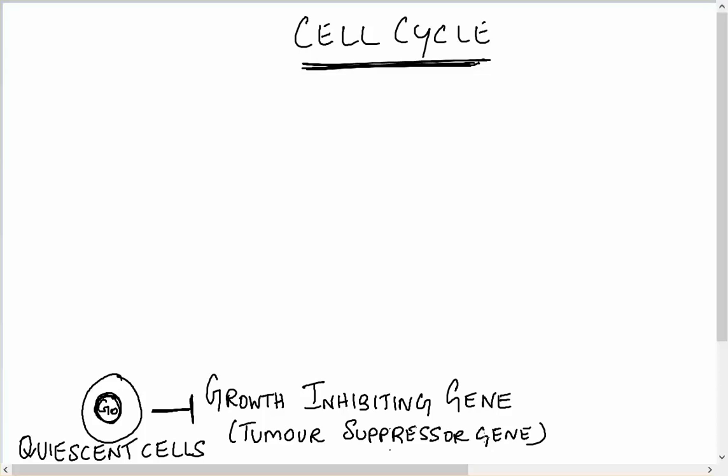So up to when can this gene be active? If there is any stimulus, for example a growth factor stimulating a cell, that will make this growth inhibiting gene switch off. The growth factor which stimulates the cell switches off this gene, and they activate another set of genes.